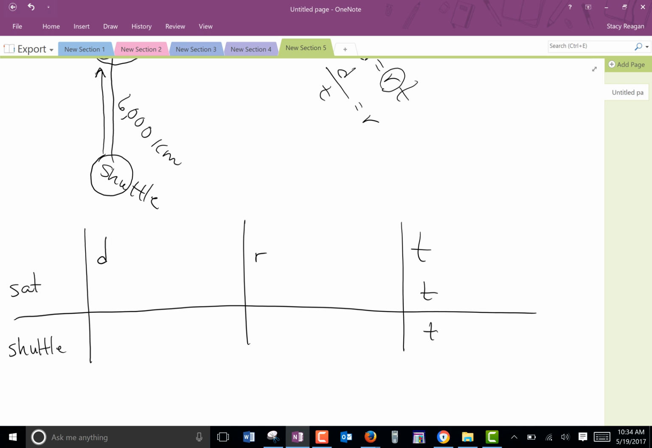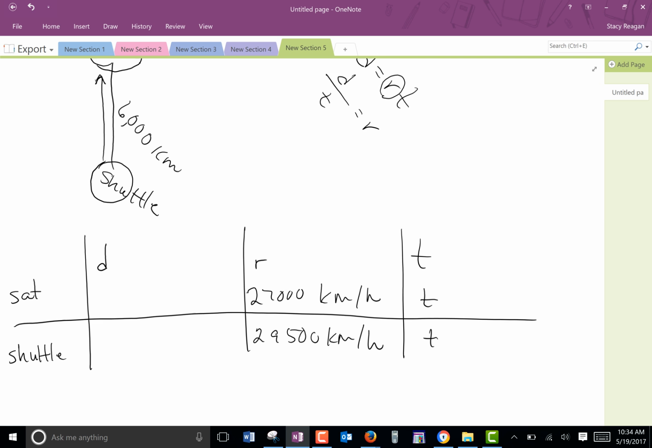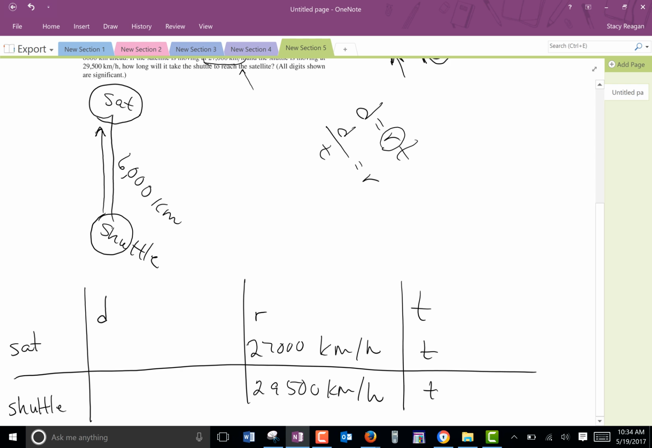They did give me rates. They told me that the rate of the satellite was 27,000 kilometers per hour. And they told me that the rate of the shuttle was 29,500 kilometers per hour. So somehow I have to relate these two things. And when I go back and look at my picture, I'm showing that my satellite is 6,000 more kilometers above the shuttle. It's higher up. It's gone farther.